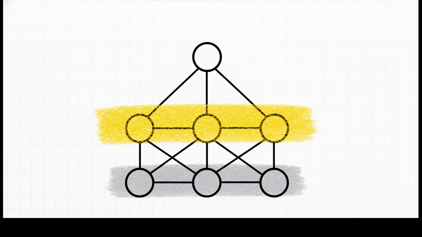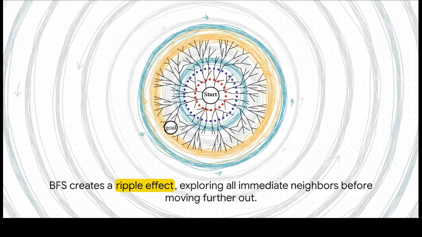The best way to think about this one is to imagine a very cautious, very methodical explorer. It refuses to go any deeper into the maze until it's checked every single doorway on the level it's currently on. The ripple effect is the perfect way to describe this. You can see it here. It starts at the center and explores that first ring of neighbors completely. Only when that entire layer is checked off does it move to the next ring further out. It just expands outward, one single layer at a time.